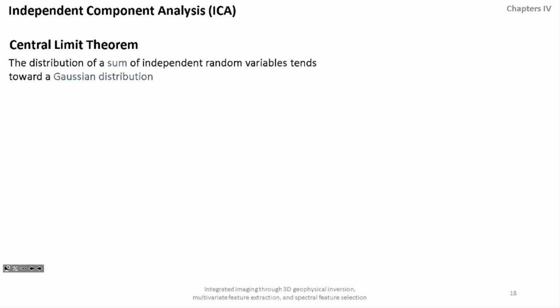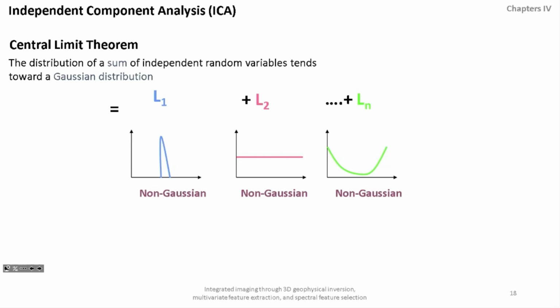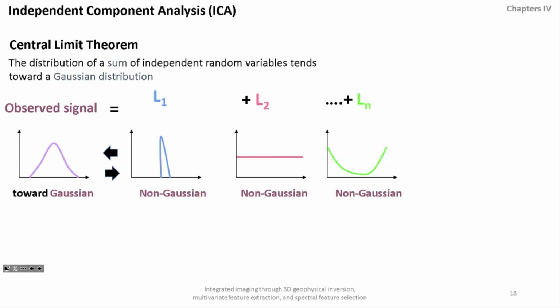The core idea in ICA, or independent component analysis, comes from the central limit theorem in statistics, which states the distribution of a sum of independent random variables tends toward a Gaussian distribution. The idea behind ICA is that we can go in the reverse direction and recover the latent non-Gaussian independent components through maximization of non-Gaussianity. This suggests that we can separate overlapped geological patterns inside multiple 3D physical property images.